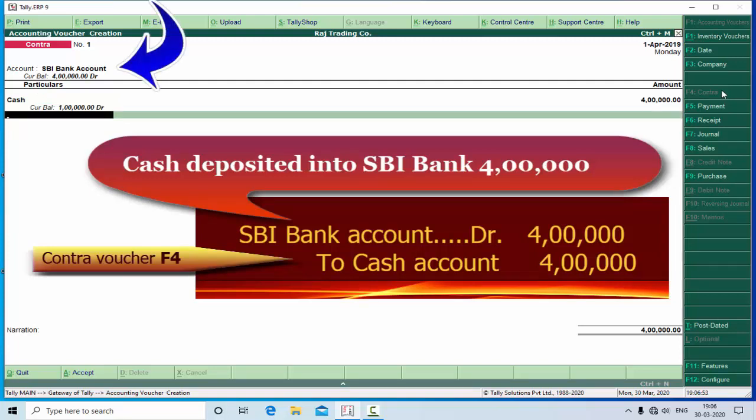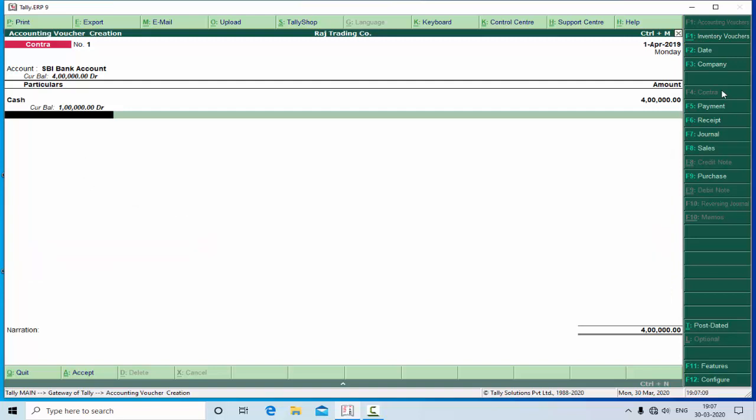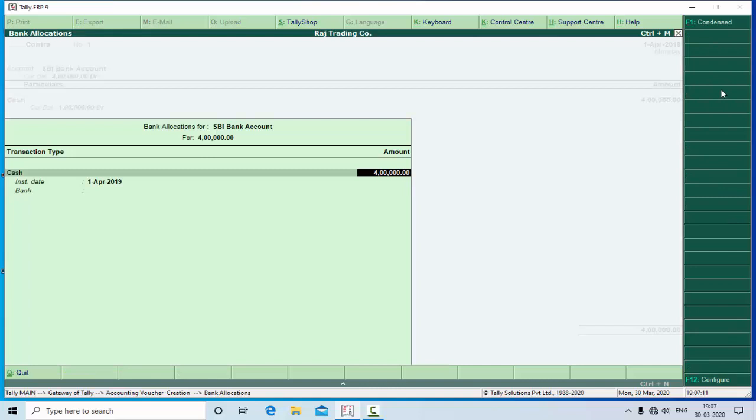Enter the debit account in the account column, and in particular enter the credit account, cash. If cash is debit, enter it in the account column, and if bank is credit, enter it in the particular column. So I think you understand what I am saying. And then here you can enter the detail of SBI bank.